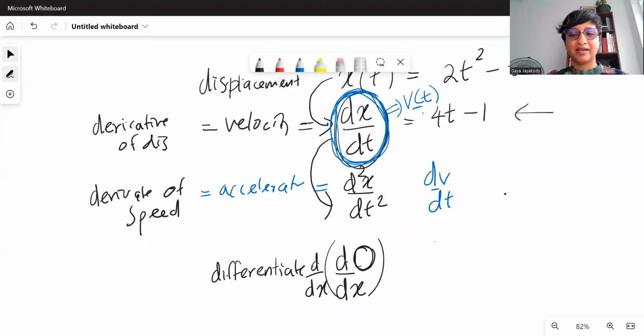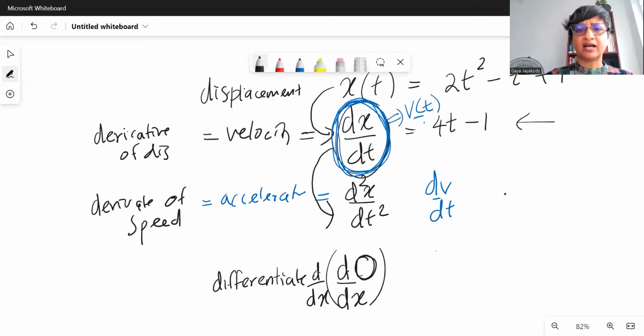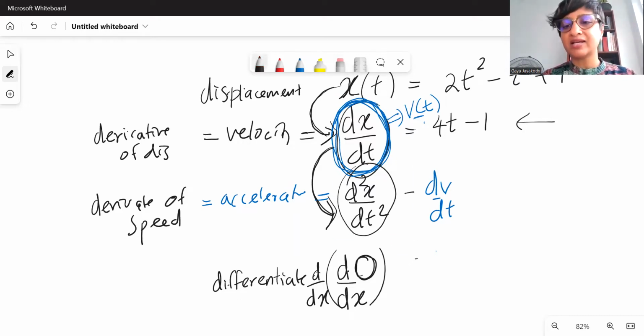I think language and meaning both go together, mathematical language and the meaning of that. So anyway, if you track along this, starting from x, x of t, x is a function of t. When you differentiate it once, you get dx by dt. If you differentiate it again, you get d squared x by dt squared. Okay, but dx by dt is the same as v of t, the first derivative of x. This is the second derivative of x, and it is nothing but dv by dt.